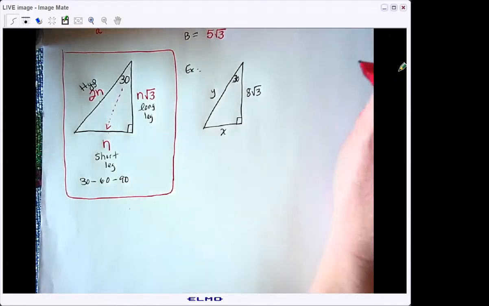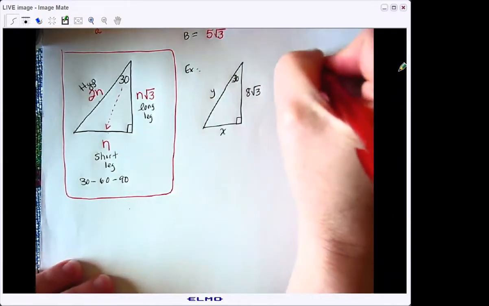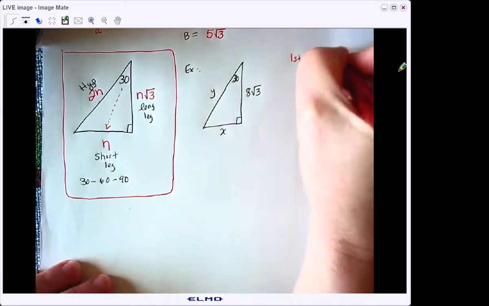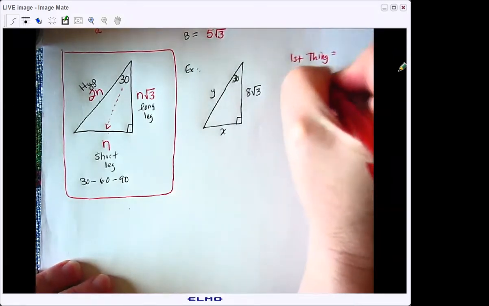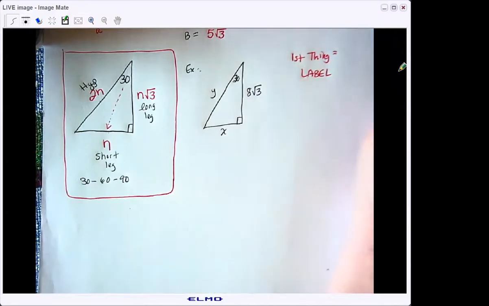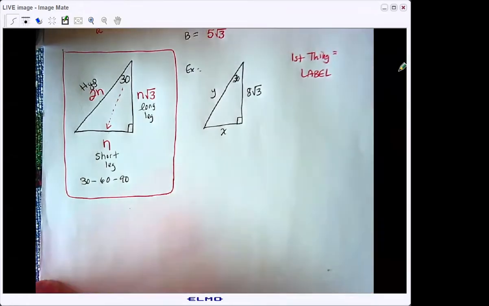So just like last week, first thing, label. And if you noticed in the assignment box, it says label to get credit. Label like you do in class, because you're going to see that there's no math to do on this problem. It's looking at the problem, noticing the relationships, and writing the answer. But we can only really know the relationship if we're labeling it.